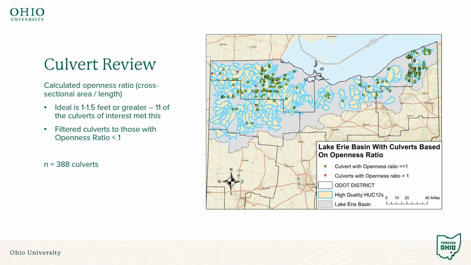We then looked at this openness ratio that I talked about earlier. This is the cross-sectional area of the culvert divided by the length of the culvert. Ideal is 1 to 1.5 feet or greater. 11 of those 399 culverts have an openness ratio of 1 or greater, and so we filtered those out of the data set, on the assumption that those are already better for fish passage than the others. That leaves us with 388 culverts to analyze.